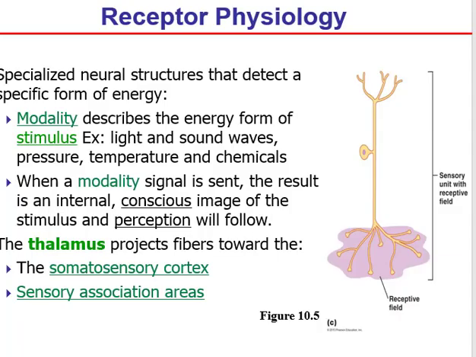Receptor physiology begins with an understanding of the key structures and their function. In order to send sensory information to the central nervous system for evaluation, the different modalities have to arrive at the appropriate sensory area in the brain. See figure 10.4. It is the job of the thalamus to project this electrical information along fibers toward the somatosensory cortex and sensory association areas in the brain.